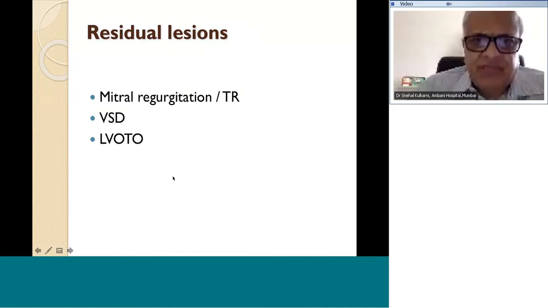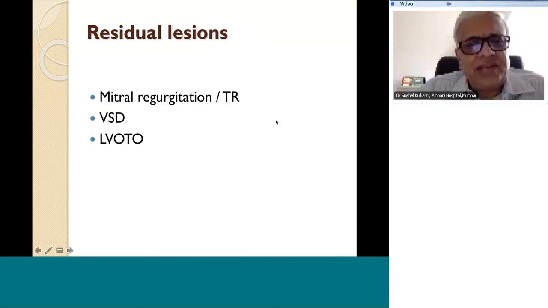Important causes of morbidity in surgery of AV septal defects are residual lesions: mitral regurgitation, tricuspid regurgitation, residual VSD, and of course the residual LVOTO or new development of LVOTO as the duration of follow-up increases.